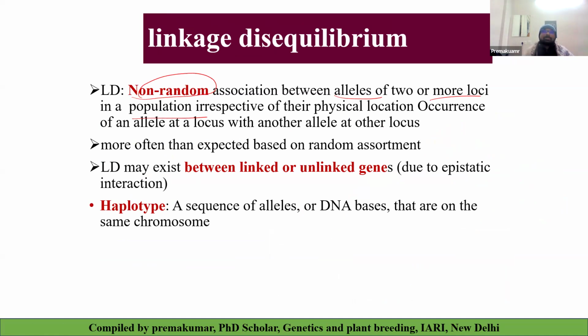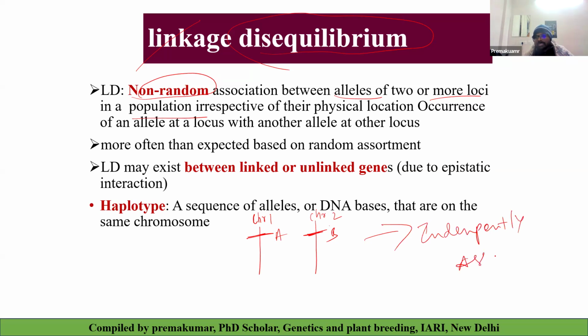Linkage disequilibrium happens because of linkage. But even when two genes are not linked, for example, this is chromosome number 1 and this is chromosome number 2. If gene A and gene B are present on two different chromosomes, the general assumption is that they will assort independently during segregation.